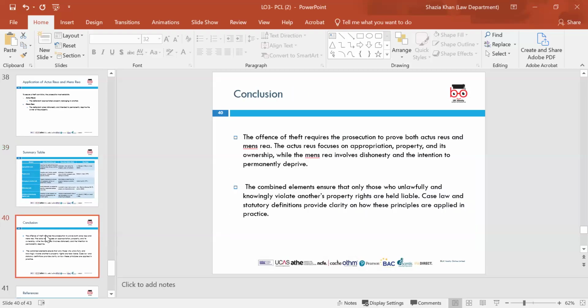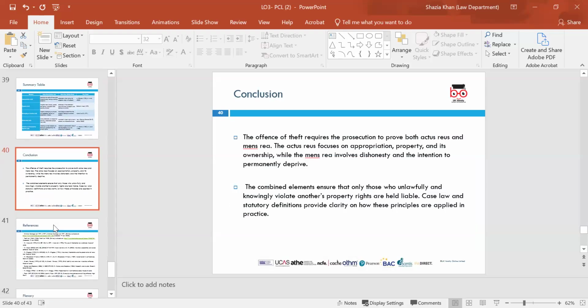So in conclusion, the offence of theft requires the prosecution to prove both actus reus and mens rea. The actus reus focuses on appropriation, property and its ownership, while the mens rea involves dishonesty and the intention to permanently deprive. The combined elements ensure that only those who unlawfully and knowingly violate others' property rights are held liable. Case law and statutory definitions provide clarity on how these principles are applied.